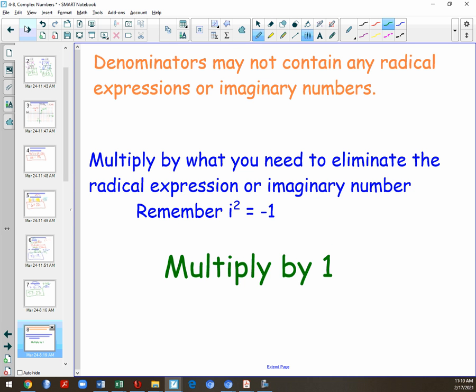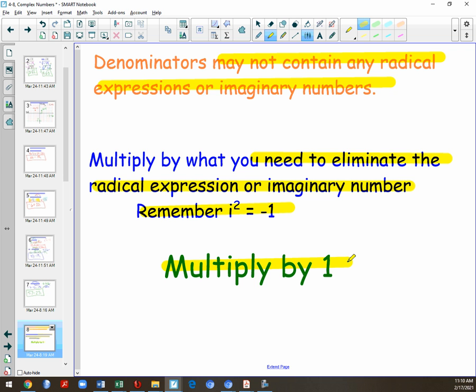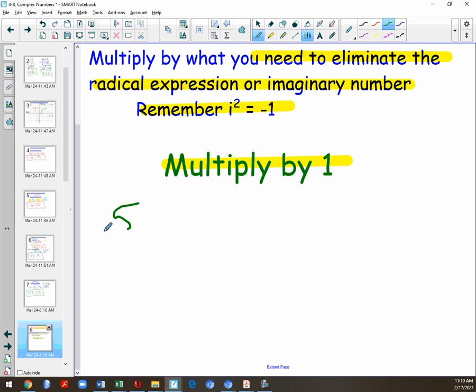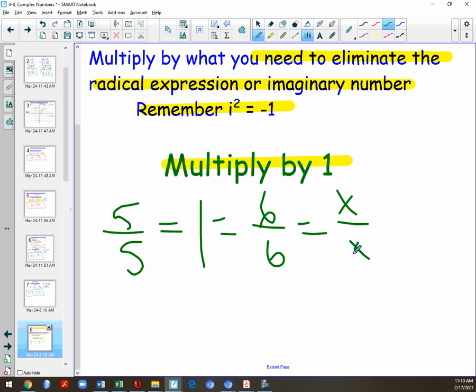Next, denominators. Your denominators may not contain any radical expressions or imaginary numbers. If they do, you must eliminate them by multiplying by a radical expression or imaginary numbers. You always have to remember that i squared equals -1, and you always are going to multiply by a value of 1. But remember, 1 takes on infinitely many forms. 5 divided by 5 is 1, which is 6 divided by 6, which is x over x, which is x minus 5 over x minus 5.